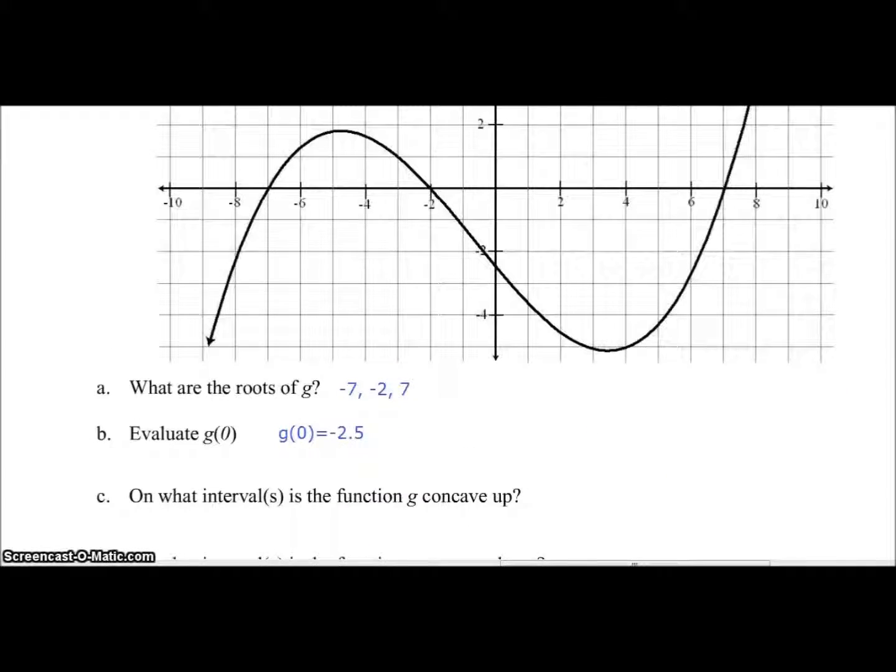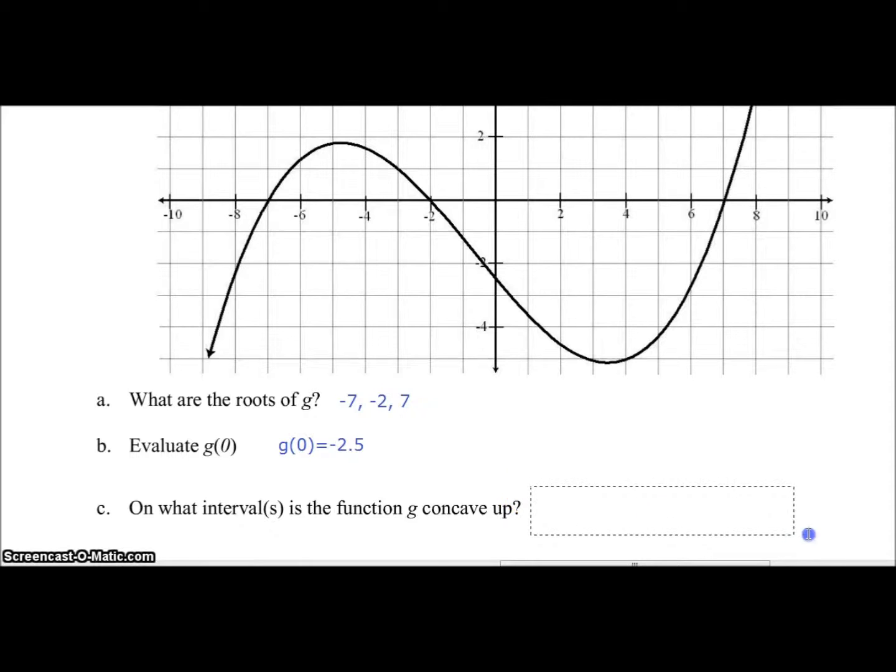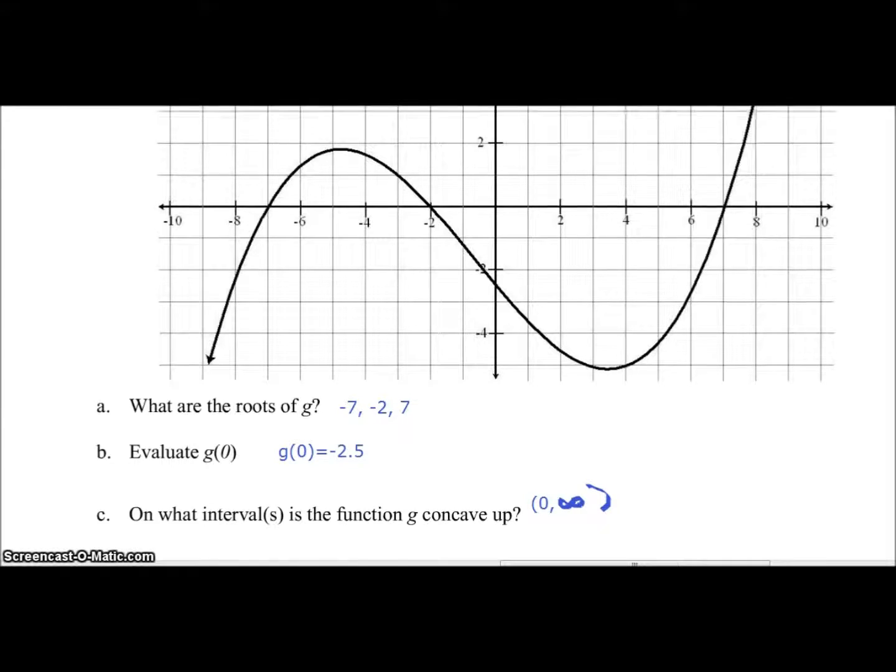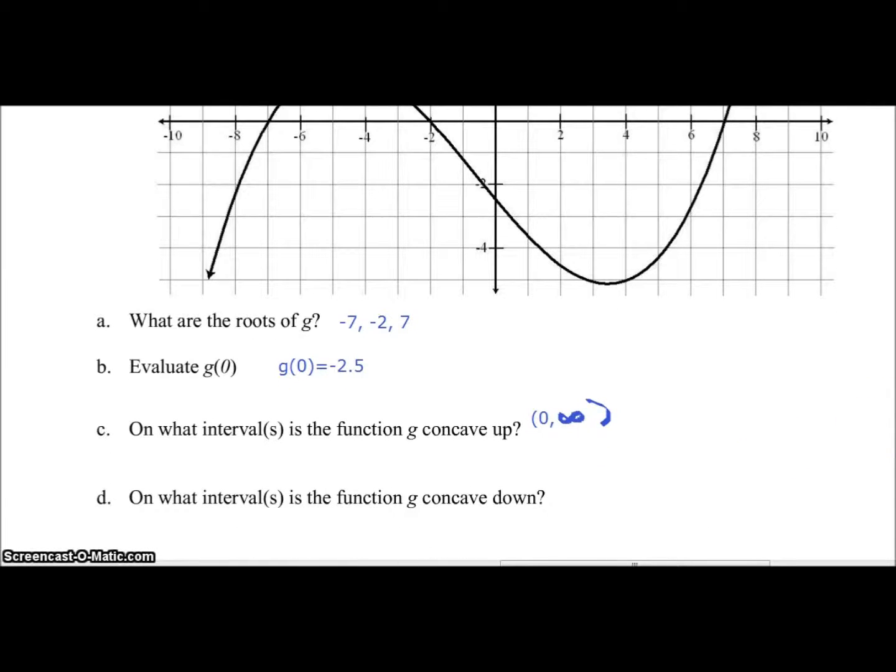On what intervals is the function g concave up? Well, remember, concave up is when the bowl shape is pointing up. It looks like we have an inflection point where we change concavity about right here at 0. So from 0 to infinity we're concave up. That's where the rate of change is increasing, and we're concave down from negative infinity all the way to 0.